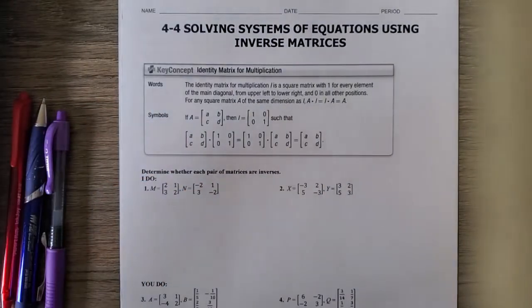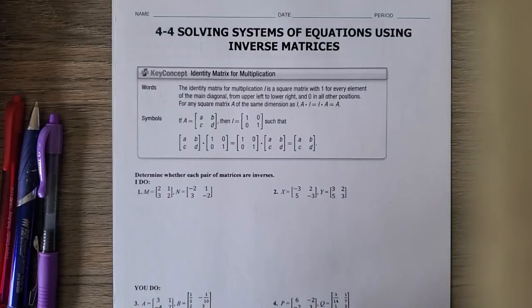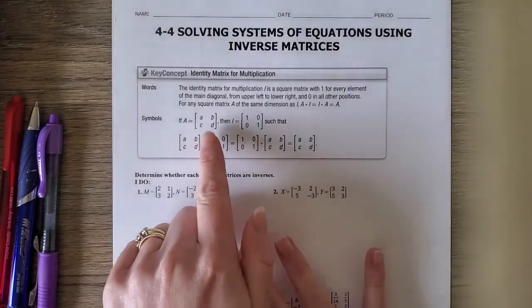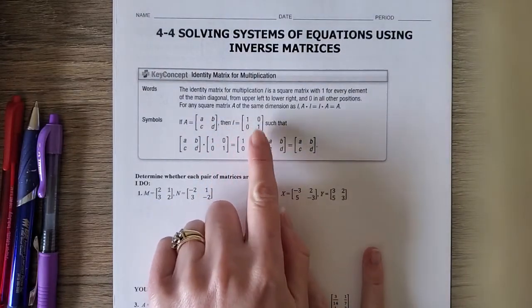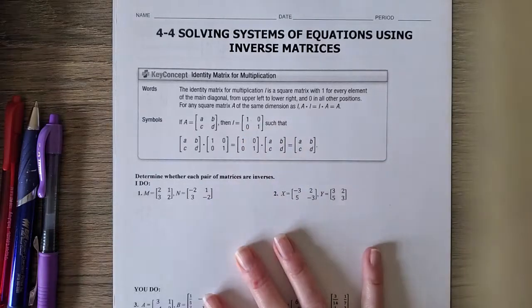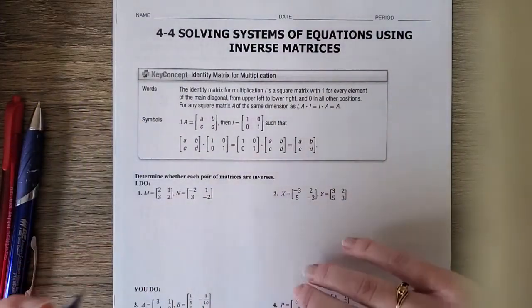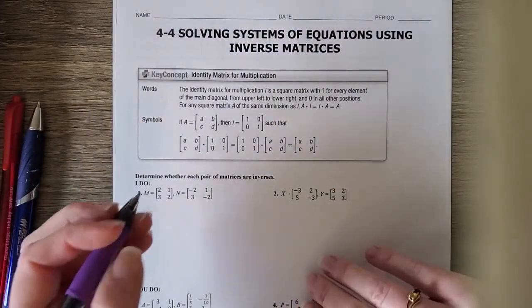Okay, so this is the last lesson of the week, and it's 4-4, solving systems of equations using inverse matrices. There's an identity matrix for multiplication, basically telling you that 1, 0, 0, 1 is an identity, and if you do an inverse, then your inverse should be an identity. So if you multiply inverses together, they should come out to be an identity.